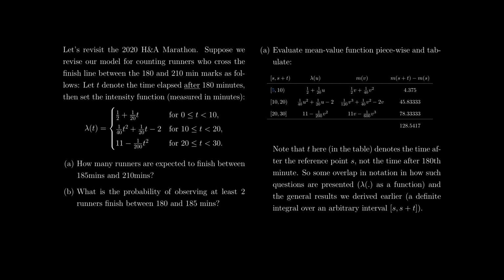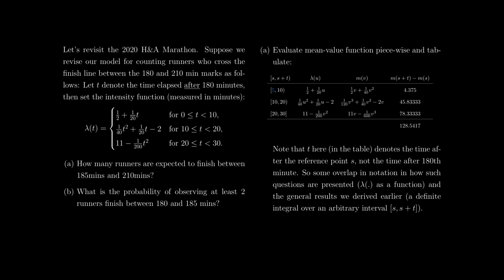Second interval, 10 to 20. Third interval, 20 to 30. Well, what is lambda u over those intervals? The intensity, for all of the points between 5 and 10, is going to be a half plus 1 over 20 u. For all of the points between 10 and 20, it's going to be 1 over 40 u squared plus 1 over 20 u minus 2. And then finally for the third interval, it's just going to be 11 minus 1 over 200 u squared.